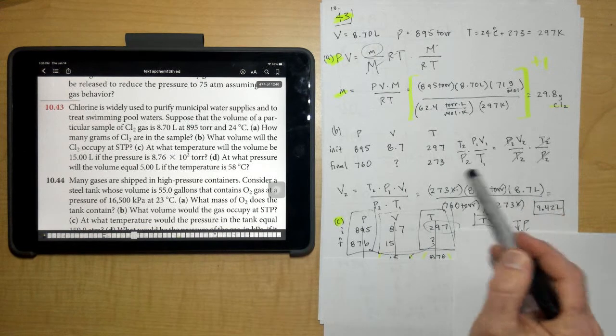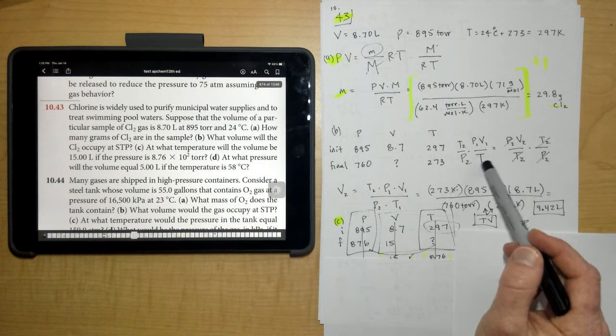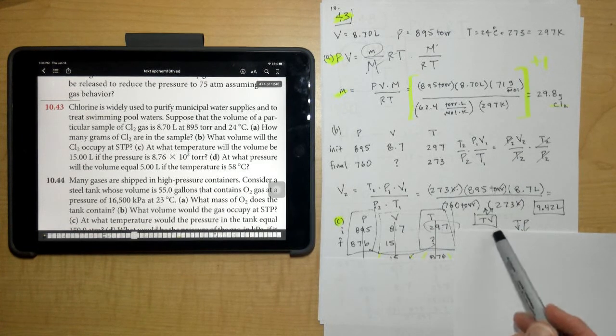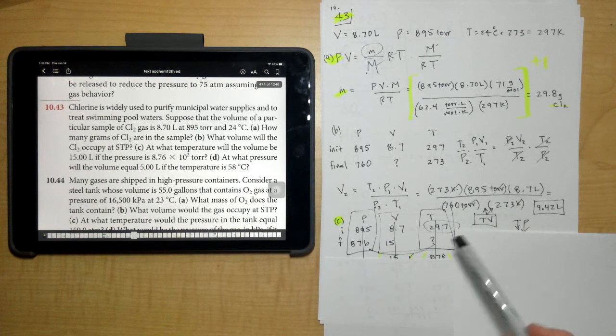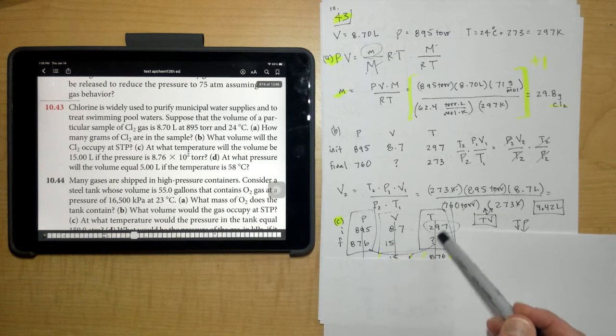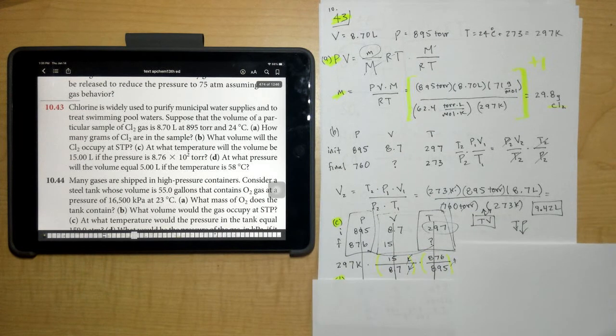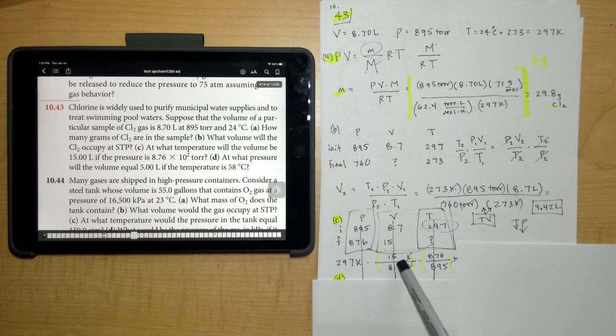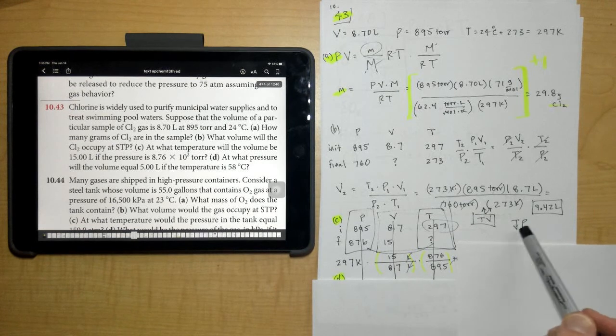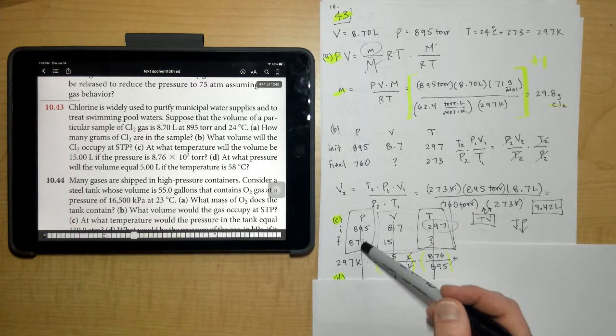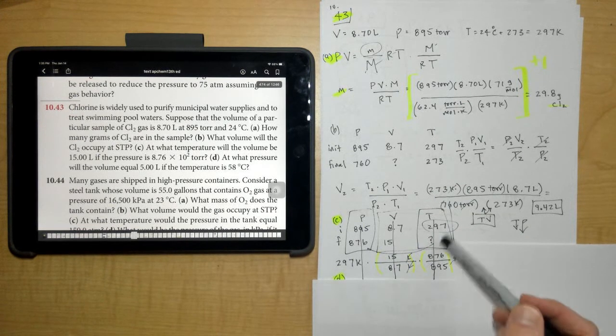I didn't plug it into the PV equals, or the P1 V1 over T1 equation. I said if temperature and volume are directly related, if volume goes up, then temperature's got to go up. So I multiplied by a ratio to make the temperature go up, 15 over 8. And temperature and pressure are directly related. If pressure goes down, temperature's got to go down.